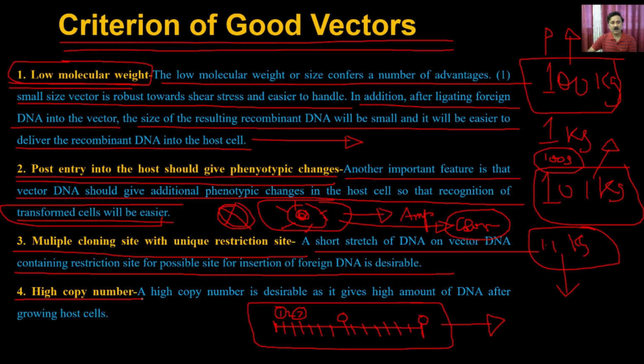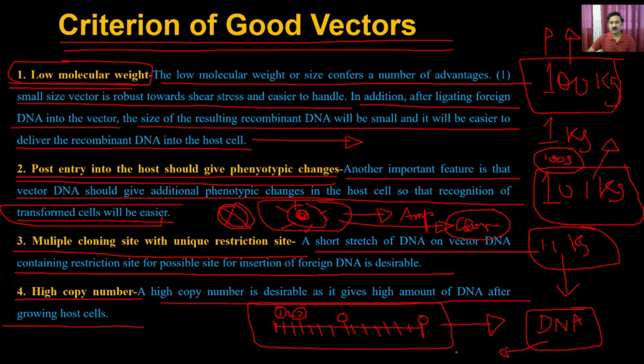Now for high copy number, if I grow this particular type of vector in the same amount of cells, I should get more DNA, which means the yield of DNA is going to be more if I have a high copy number vector. And since the yield of DNA is going to be more, it is also going to give me more protein if it is a high copy number expression vector. Now this is all about the criteria of a good vector.